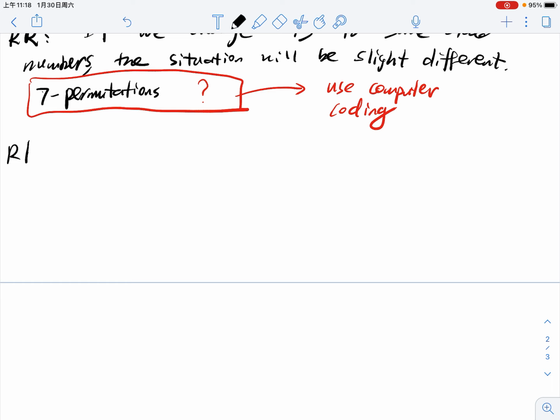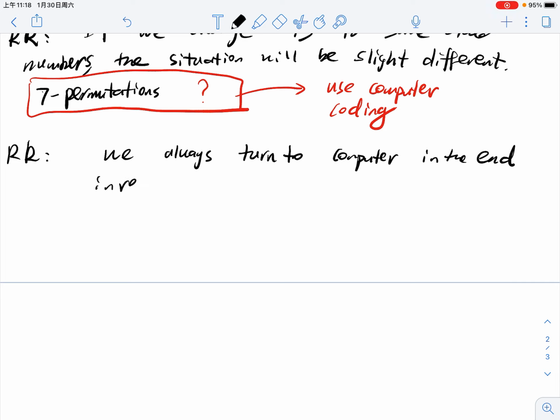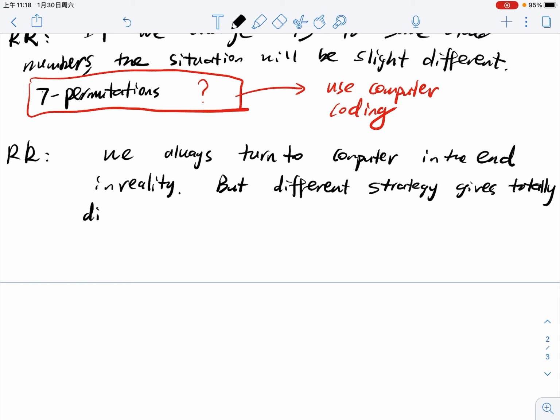So remark, in reality we always turn to a computer in the end, but different strategies give totally different results.